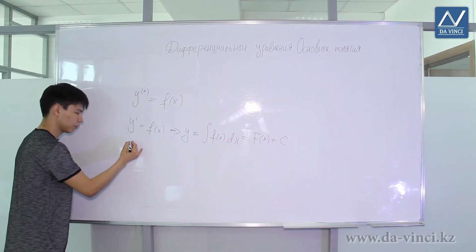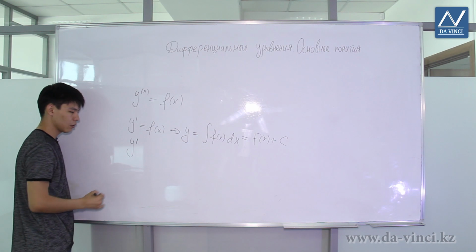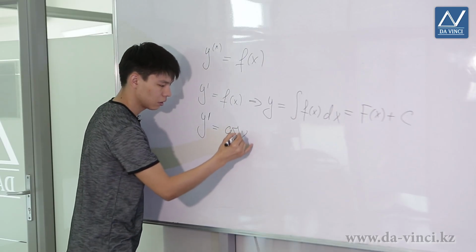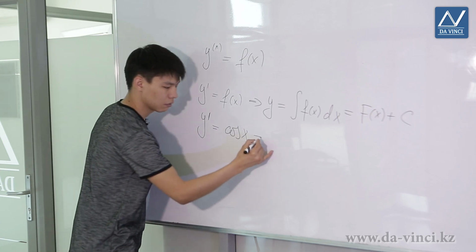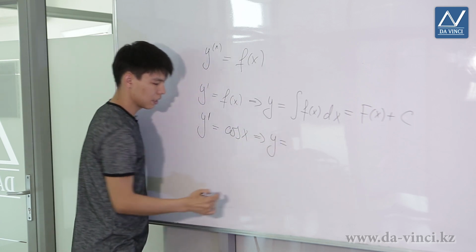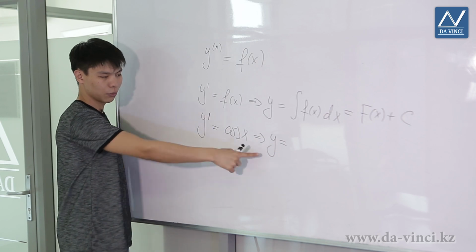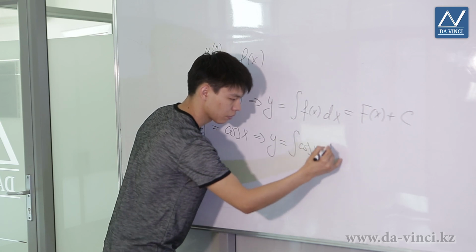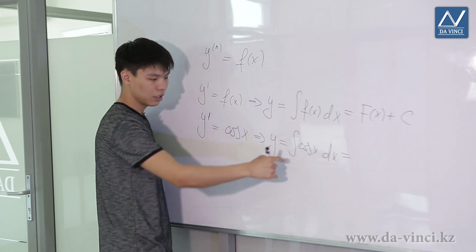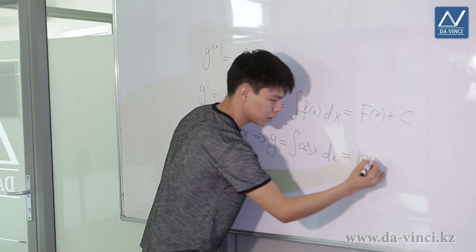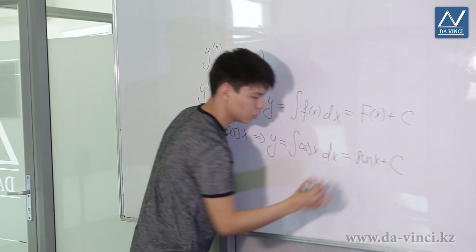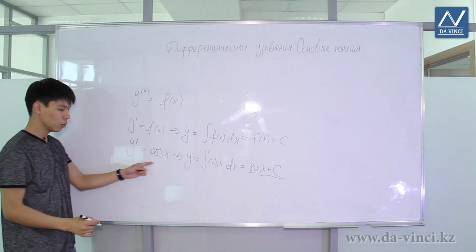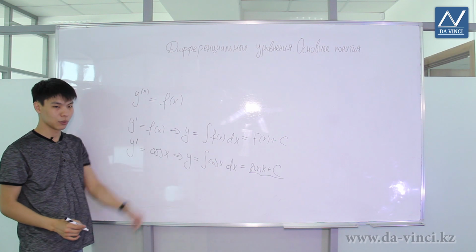After calculating the integral, we will have some antiderivative plus some constant c. For example, let's solve such a differential equation: y' equals, let's say, cosine x. Then y equals the integral. The integral of y' is just y, and the integral of cosine is sine. We get sine x plus c, and this function is the solution to the original differential equation. It is called the general solution.